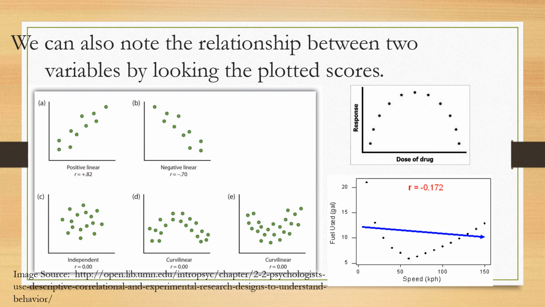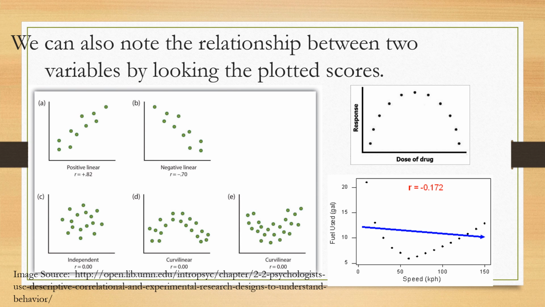As discussed earlier, we can also note the relationship between two variables by looking at the plotted scores. In the example provided on this slide, you can see 5 potential patterns of association. The first 2 examples, scatter plots A and B, are linear relationships. A positive linear relationship is one where one variable increases as the other increases. For example, the variables of birth weight and gestational age would show a pattern that looks like this.